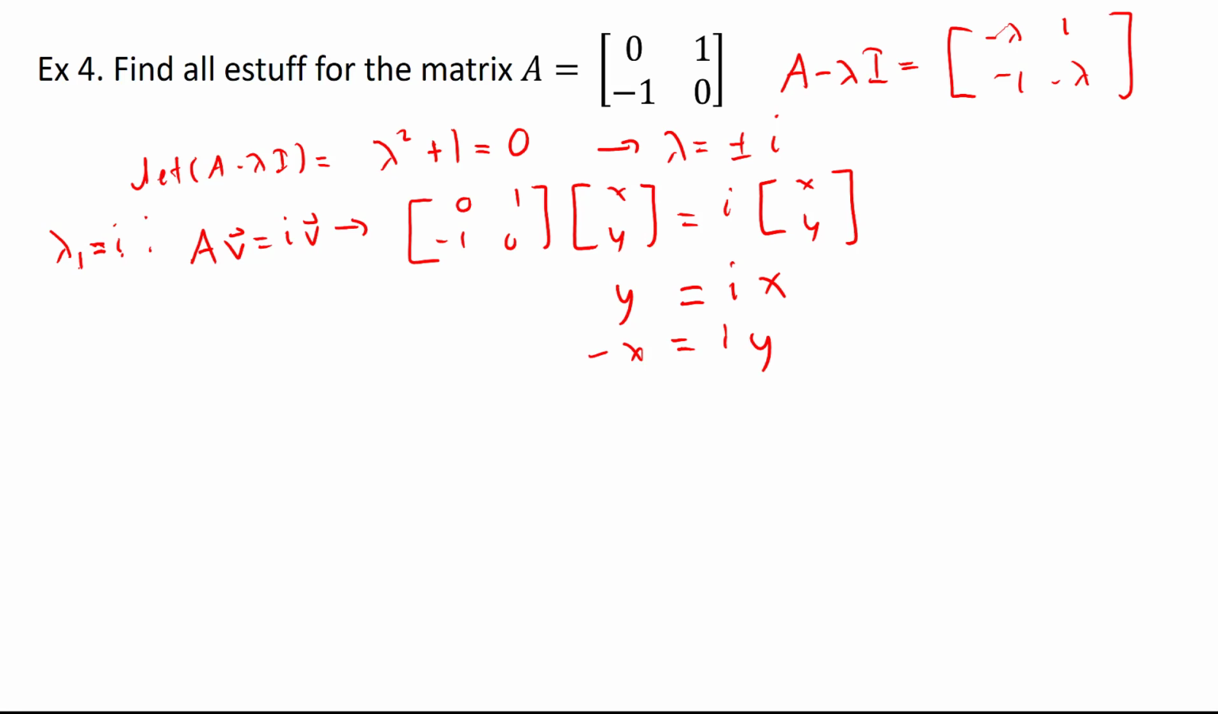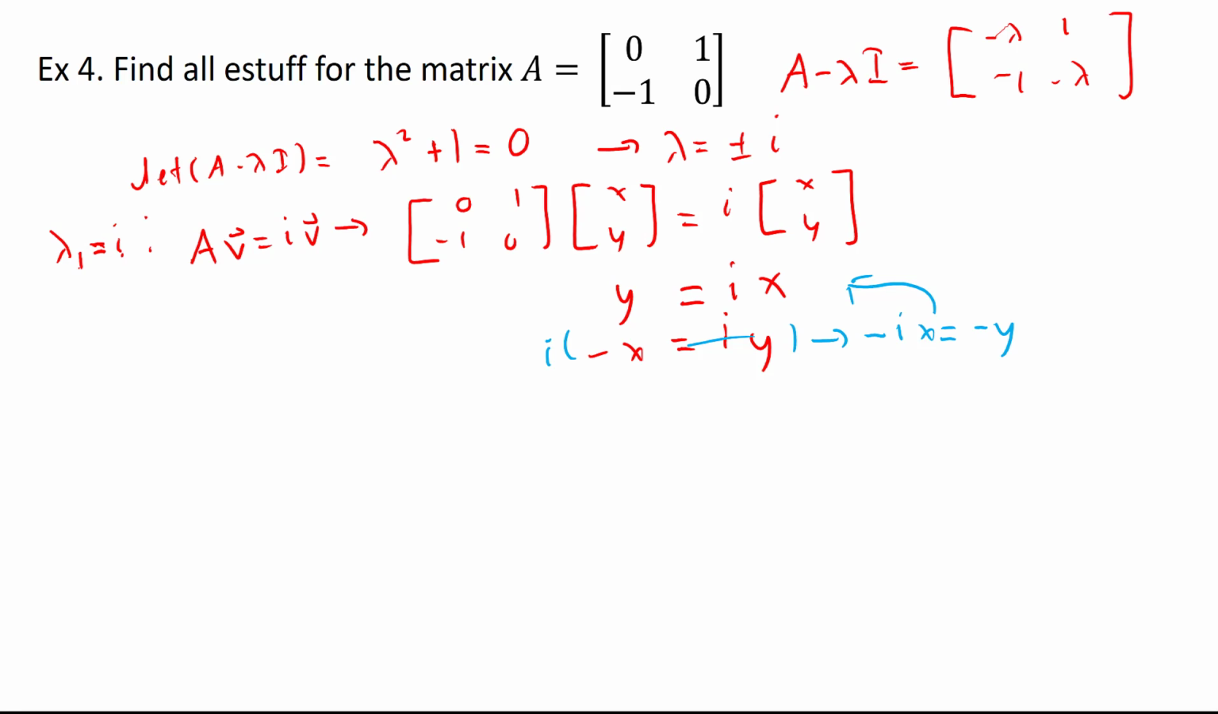As mentioned in class, both of these equations should correspond to the same equation, and they do, because if you multiply the second equation here by i, then you would get negative ix equals negative y, which we can easily see is the same as this first equation. So we can ignore the second, and focus in on the first.